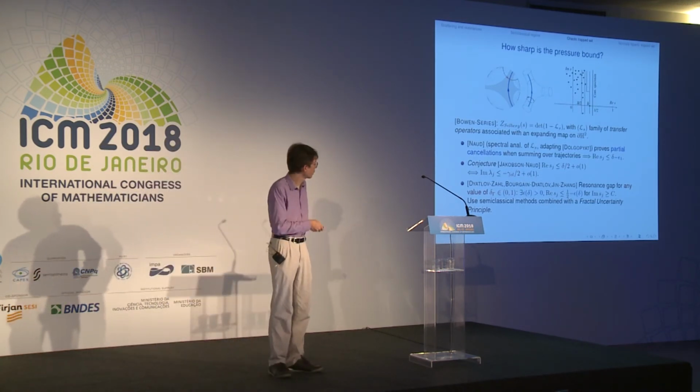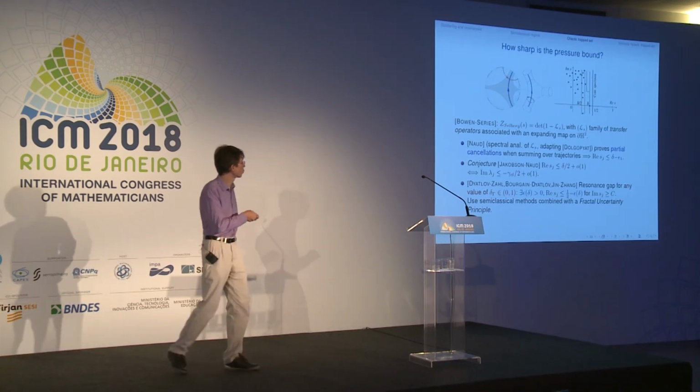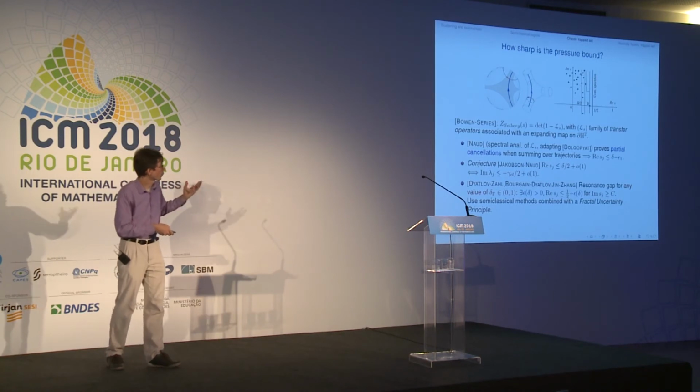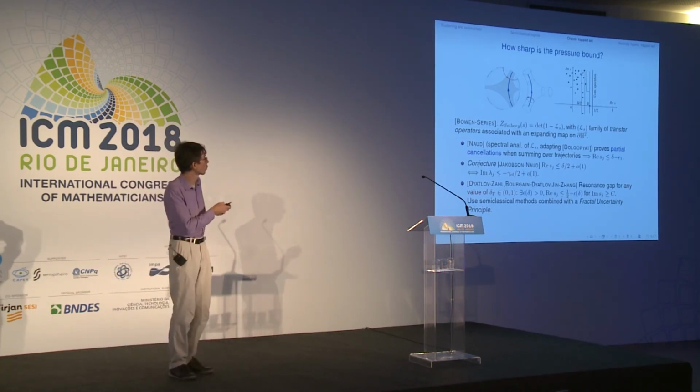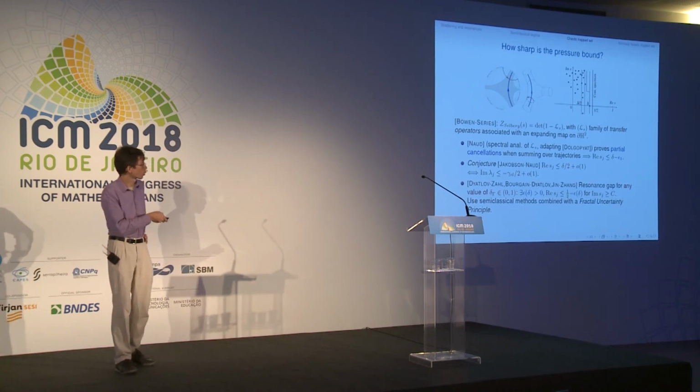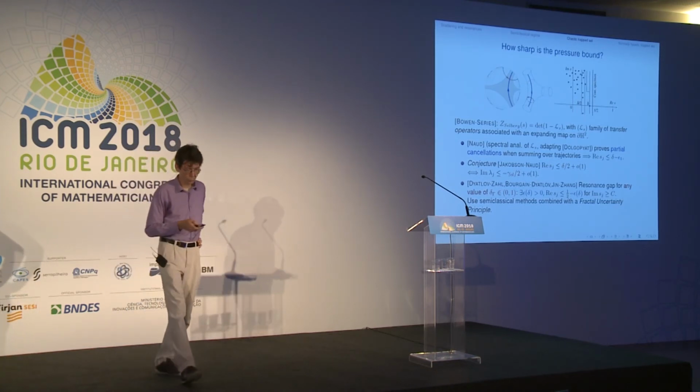And for this, they use semiclassical methods, as opposed to Naud and co-workers, who were using methods directly related to the zeta function or to classical dynamics. So they use this, and they also use a new fractal, so-called fractal uncertainty principle.